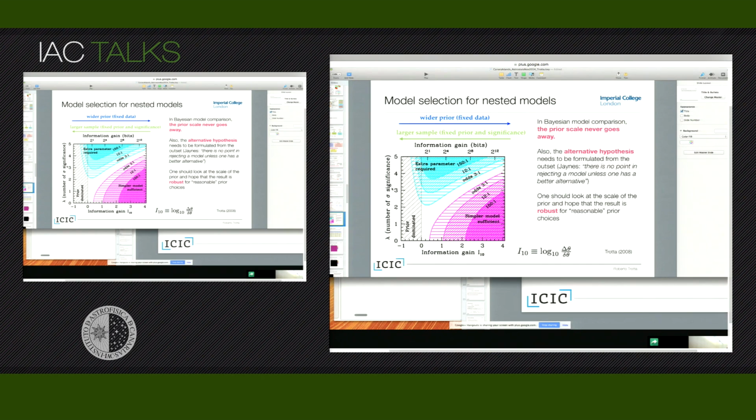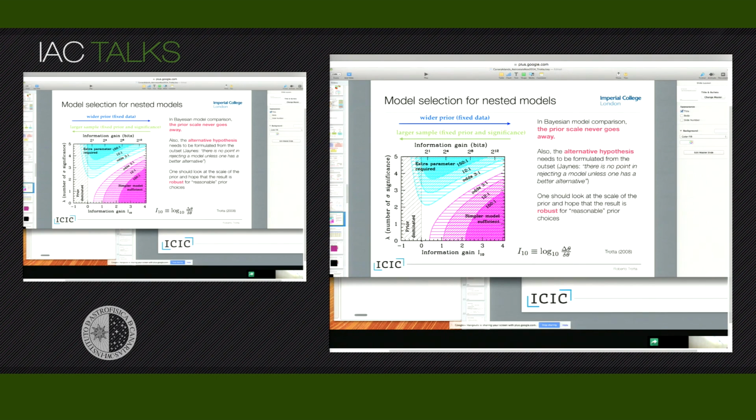On the vertical axis, you see lambda, the number of sigma significance for your extra parameter, from 0 to 5 sigma. On the x-axis, you see what I've called the information gain. Information gain is effectively the Occam's factor, the base 10 log of the width of the prior divided by the width of the likelihood. And if you express that in base 2 rather than base 10, you will get it in bits. Okay, so the region here in black is where the information gain is negative. That means that the prior width is smaller than the likelihood width.